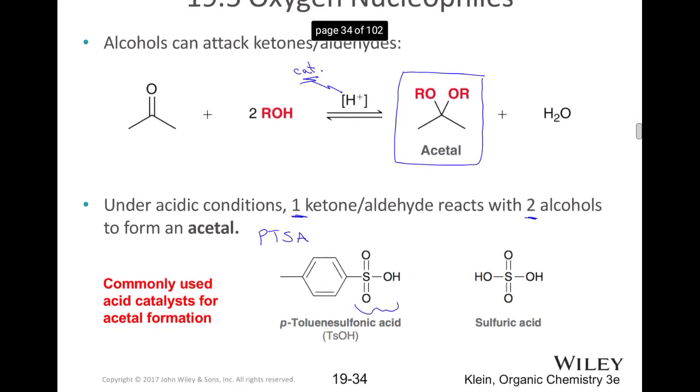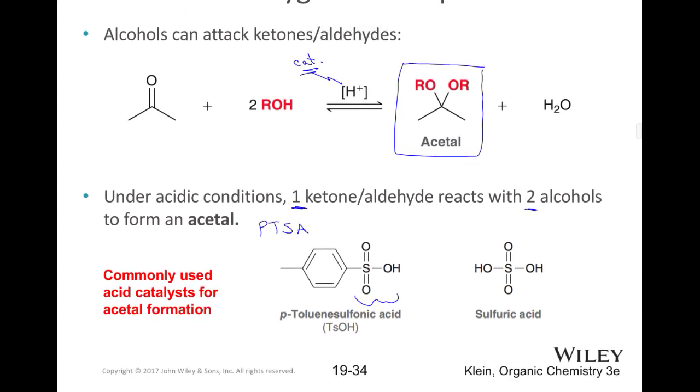It says alcohols can attack a ketone or an aldehyde, and we produce a brand new functional group called an acetal that I have in this blue box here. I also want to point out that these square brackets around the hydrogen ion, the proton, mean that it's a catalytic amount of acid. I know that from general chemistry you're probably used to that representing concentration, but here it means a catalytic amount of hydrogen.